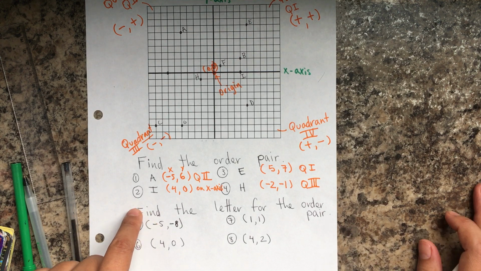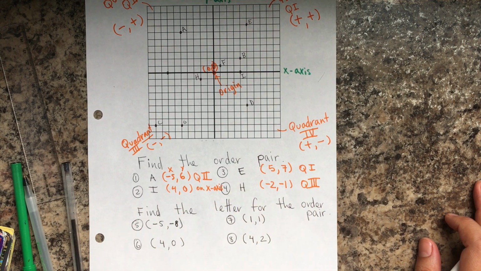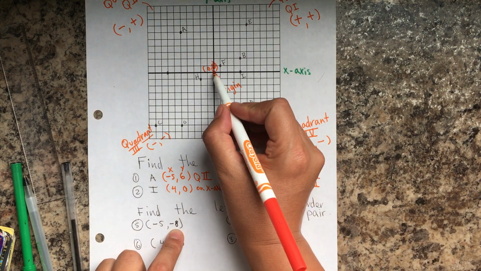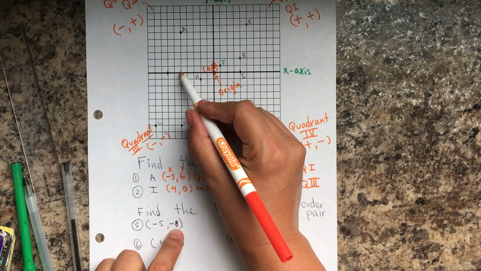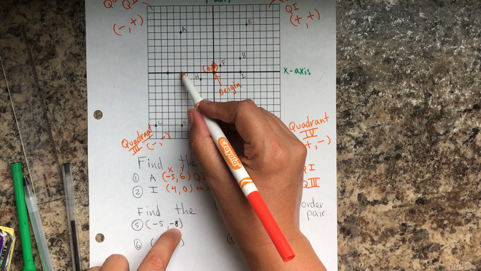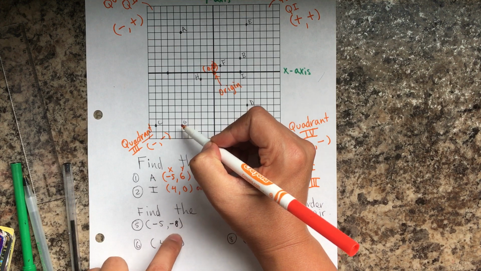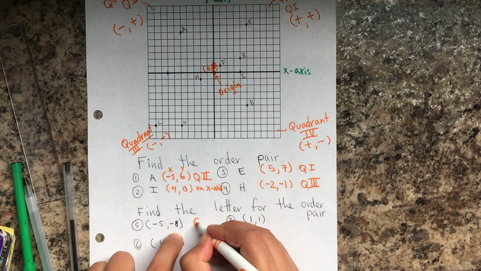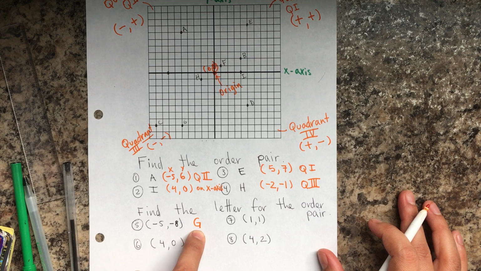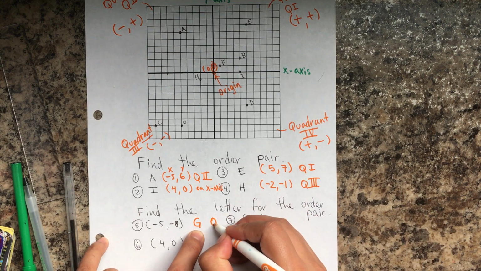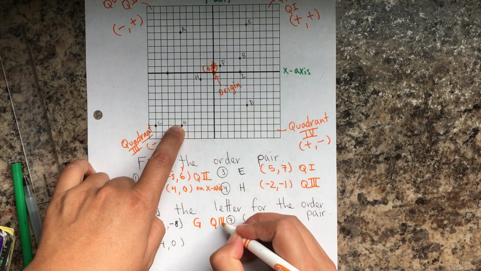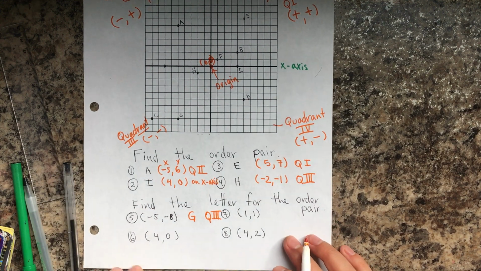Okay, now it says find the letter for the ordered pair. In this case, we have -5, -8. So -5, 1, 2, 3, 4, 5, and -8, so it's to the left and down. 1, 2, 3, 4, 5, 6, 7, 8. Then we have point G, and it's in quadrant 3.